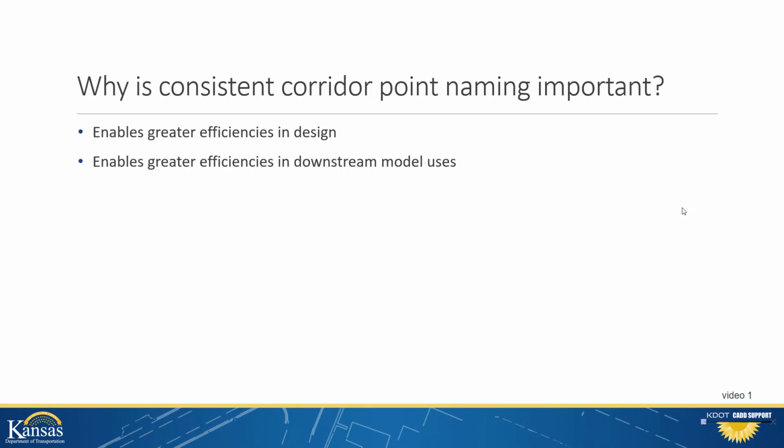Finally, consistency in the data creates opportunities for greater efficiencies through automation or possibly customization, advancing workflows and workflow efficiencies. So definitely these are all really good reasons to be looking at consistency in your design data as a best practice and a goal for your design processes, and absolutely that applies to corridor point naming as well.